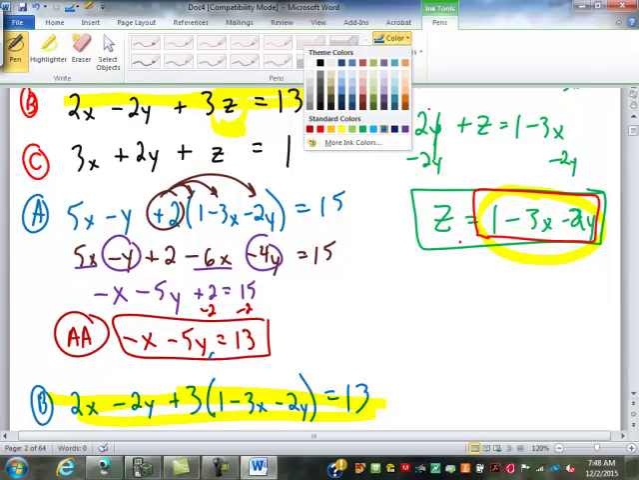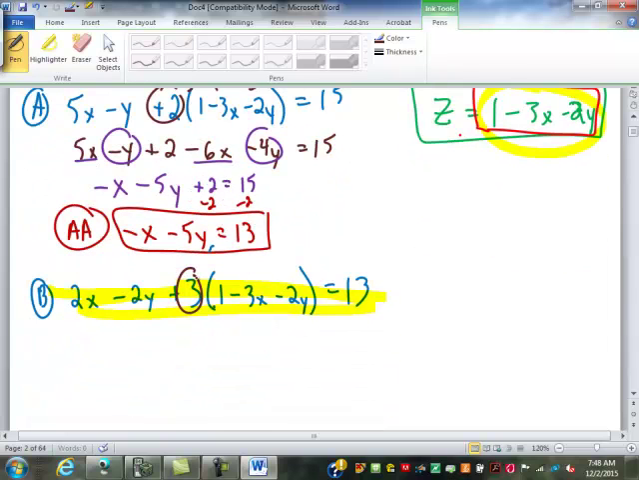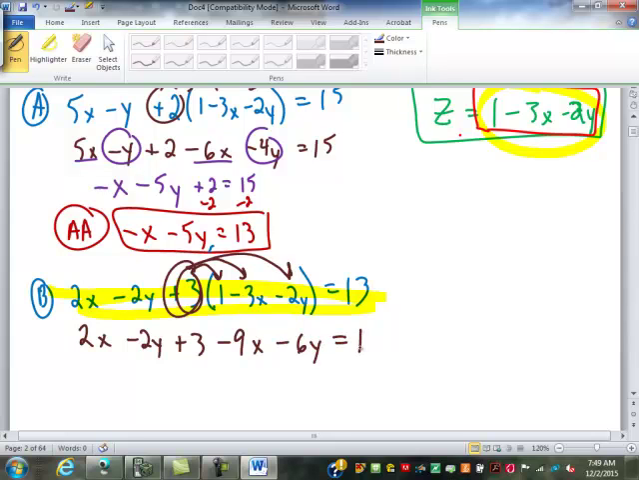So what do we do next? Well, we got to multiply through by the 3. So the 2x minus 2y does not change. 3 times 1 is 3. 3 times negative 3x, negative 9x. 3 times negative 2y, negative 6y equals 13. So I'm going to pause there. Any questions where that came from? Need time to write it down?